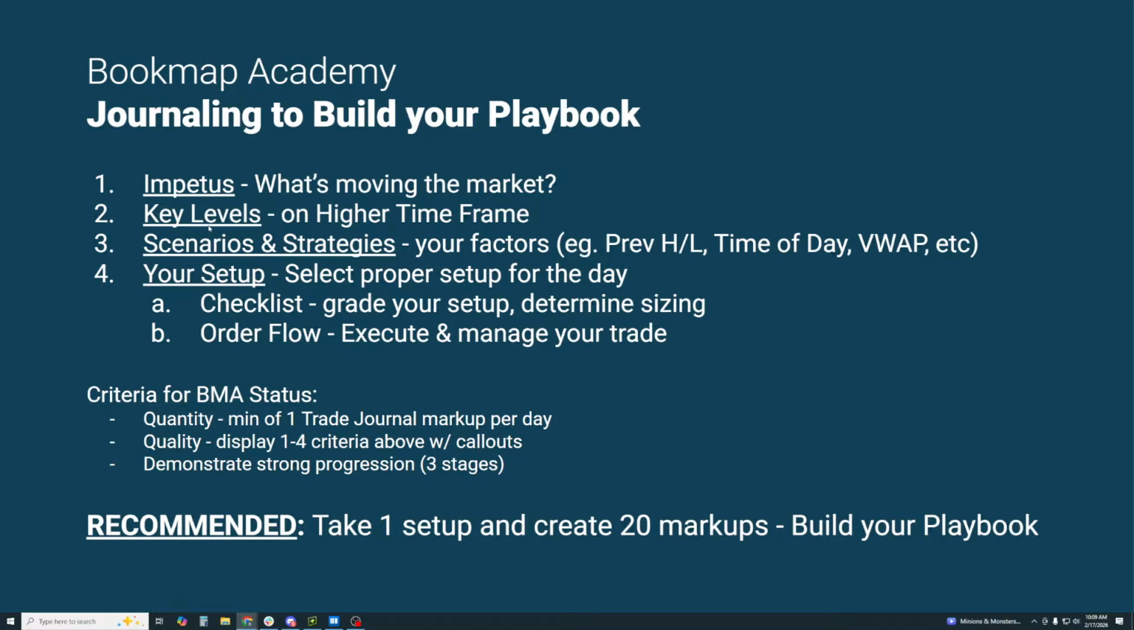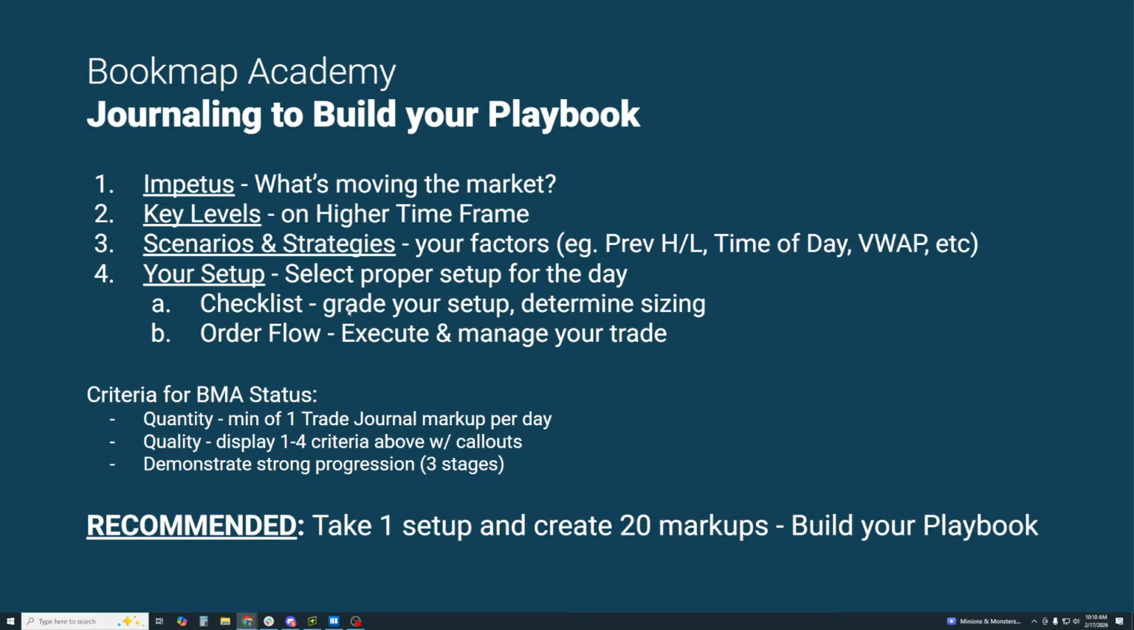And then it comes down to number 4. This is the last part here, your setup. Usually we're taught that this is the first part and you just trade your setup all day long. Nope. We're going to filter it out, and this is critical. If you want higher probability trades, you have to filter out and cut away a lot of the noise, and this is how you do it. Once you've selected your proper setup for the day, you go through your checklist. You already know your setup extremely well.